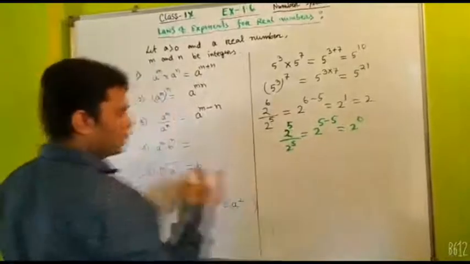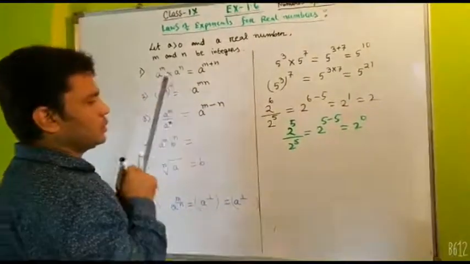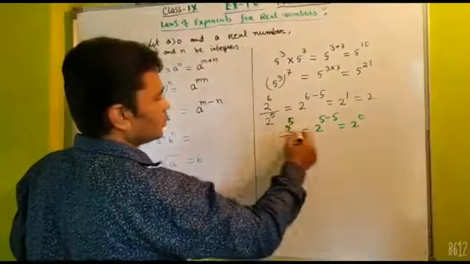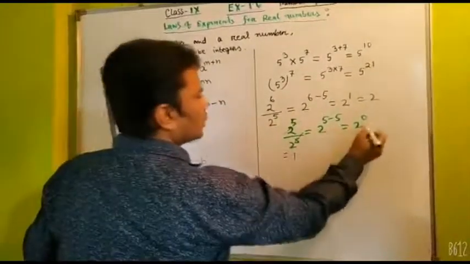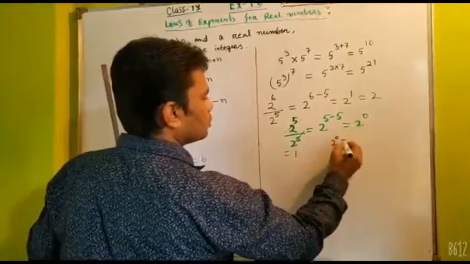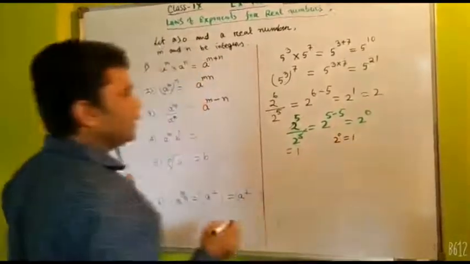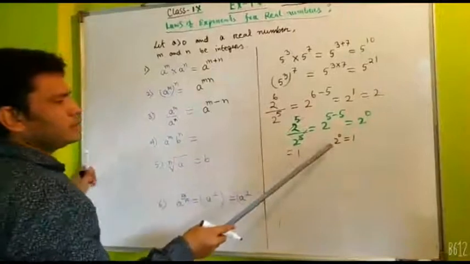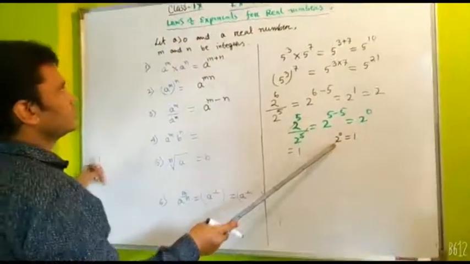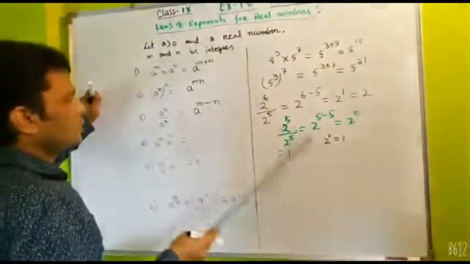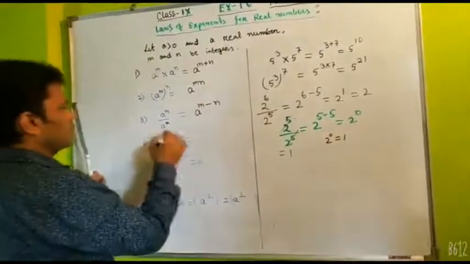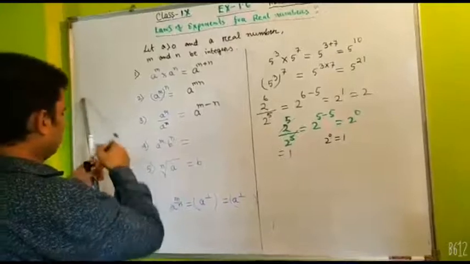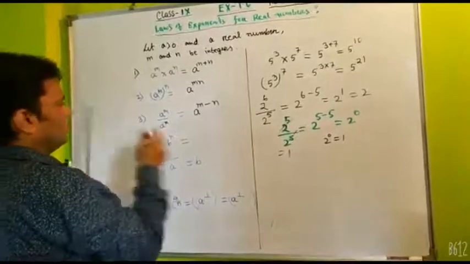Or any real number to the power of 0 is 1. So we can write, suppose, a to the power 0 is equal to 1, or 5 to the power 0 is equal to 1, 2 to the power 0 is equal to 1.